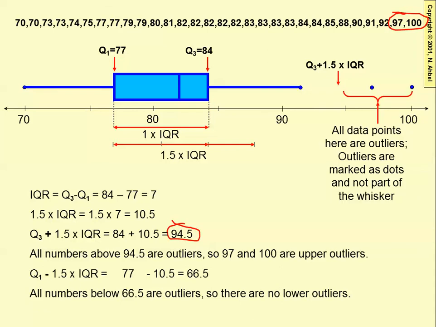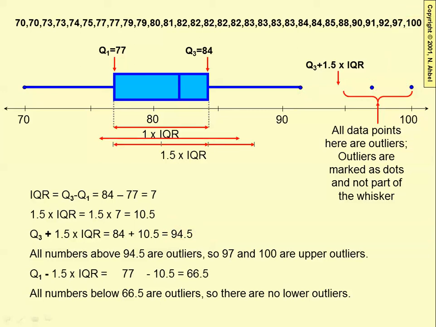Typically, software will have the whisker stop at the largest number that is not an outlier. So you can see that 92 is not an outlier, and that's why the upper whisker stops at 92. And then outliers are represented by dots.